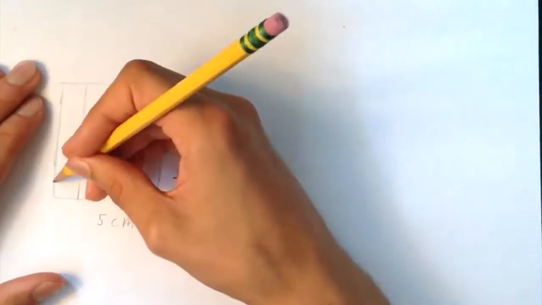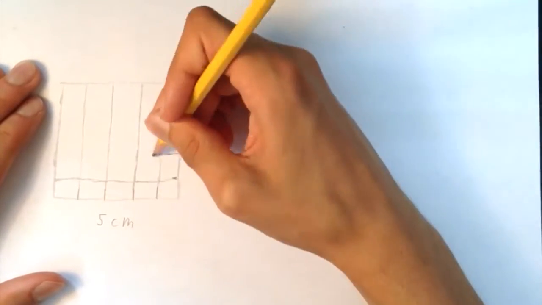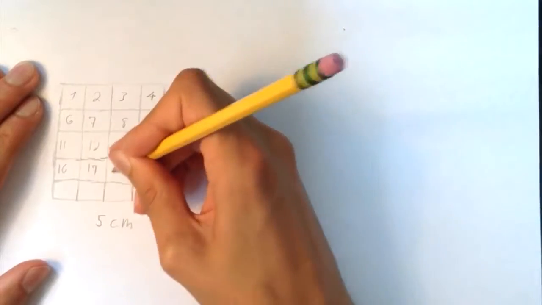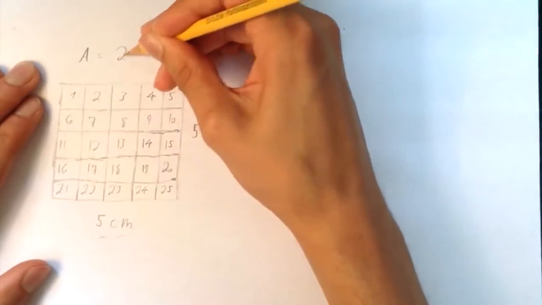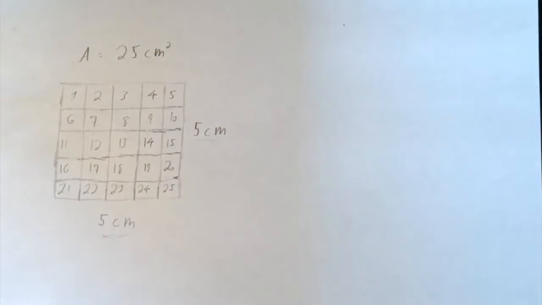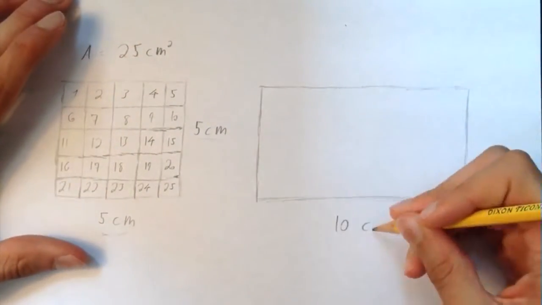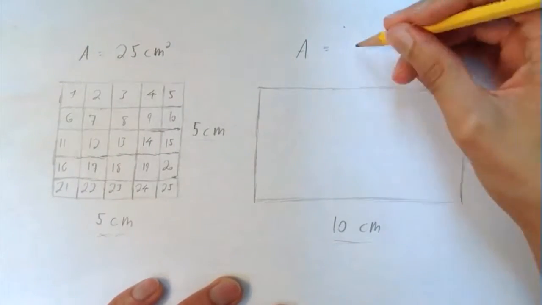And what this means is that there are 25 1 by 1 centimeter squares inside this square, just like this. The same will work with a rectangle, base times height. So this is just 50 centimeters squared.